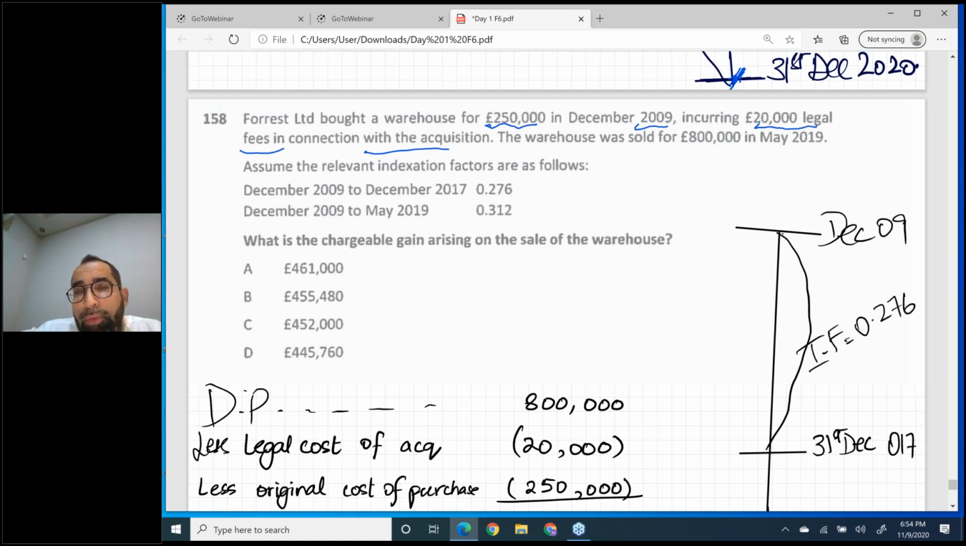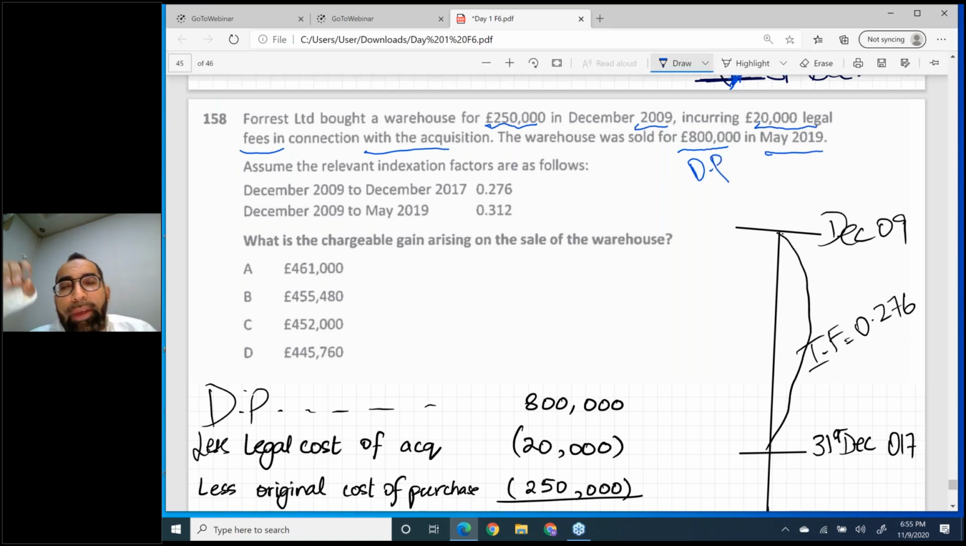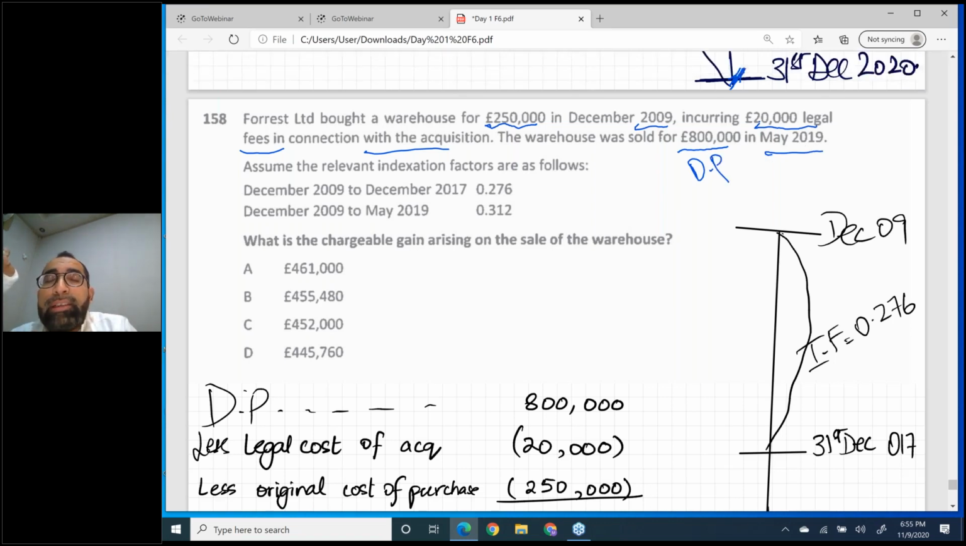The warehouse was sold for 800,000. This is the disposal proceeds in May 2020. Okay, so now this is a very simple question. The asset is bought before 31st December 2017, and the asset is sold after 31st December 2017. But don't forget, boys and girls, that you are only eligible for indexation allowance till 31st December 2017. After that, no indexation allowance.